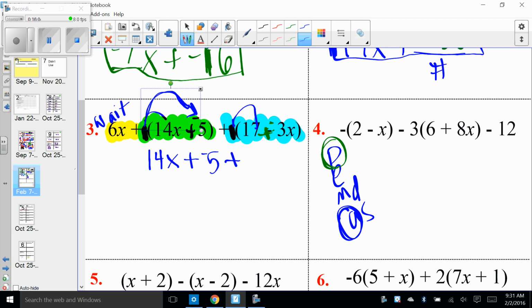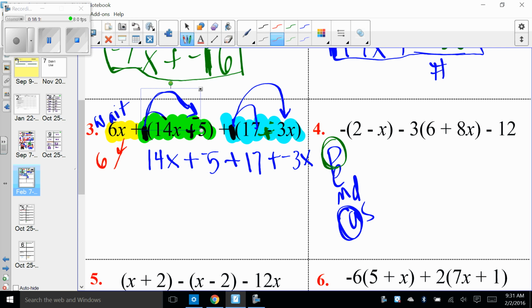Distribute, it goes in twice, once, twice. 1 times 17 is 17, giant sign in the middle. 1 times negative 3 is negative 3. Reattach the x. I just killed the other parentheses. Second problem is done. Now, if I haven't used it, I drag it down.